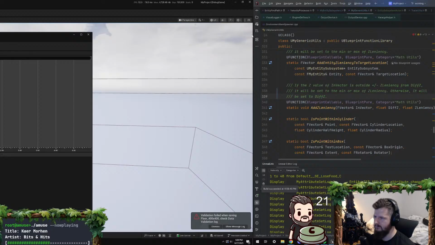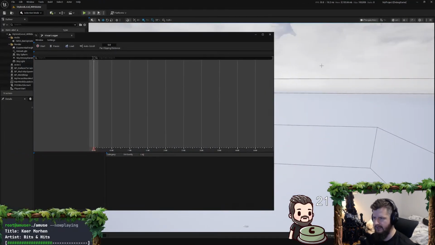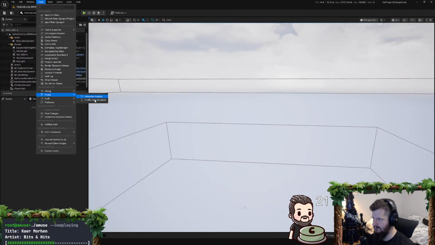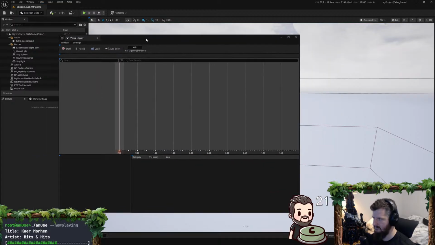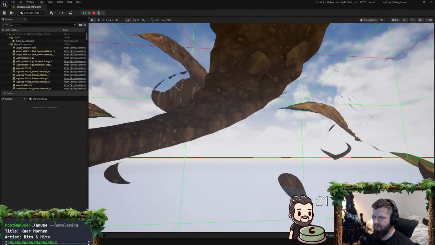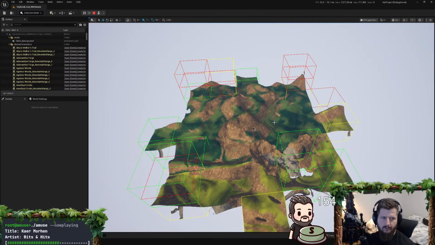Okay. Why am I over here? What? Oh my god, I hate it when it does this. If I reopen the visual logger, are you going to still do that? Okay, we're good. There we go.